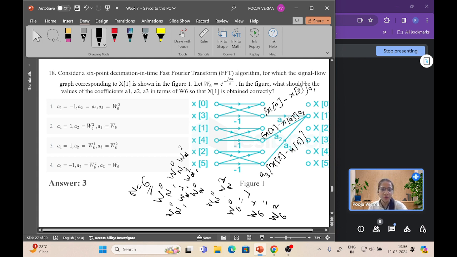So what will be a1, a2 and a3? W6^0 is 1, so a1 must be equal to 1, and then in the next step the phase factor must be W6^1, and the next is W6^2. So option C must be the correct answer: a1 is equal to 1, a2 is equal to W6^1 and a3 is equal to W6^2. Okay. So in order to get X(1), all these components must be added with the multiplied phase factor. So the expected phase factor must be this one, right?